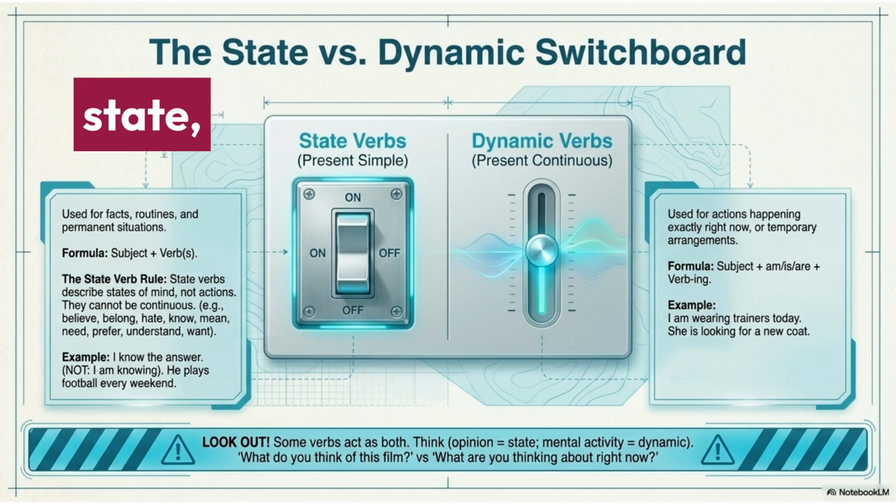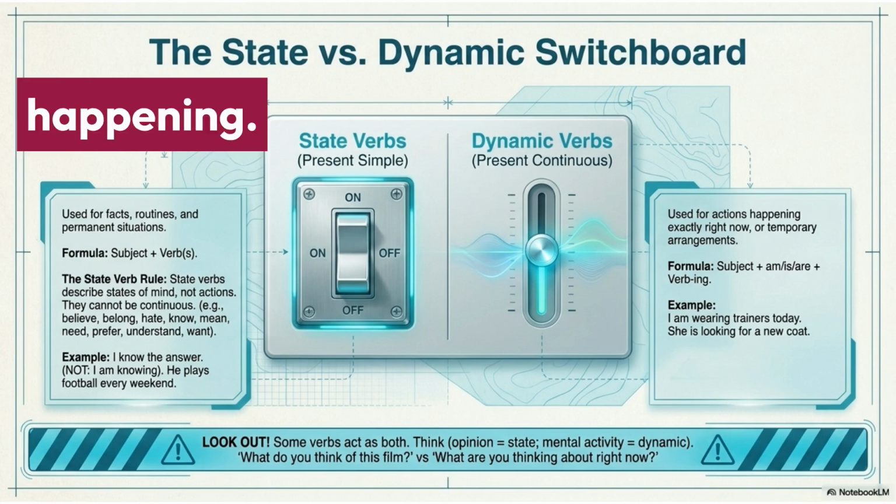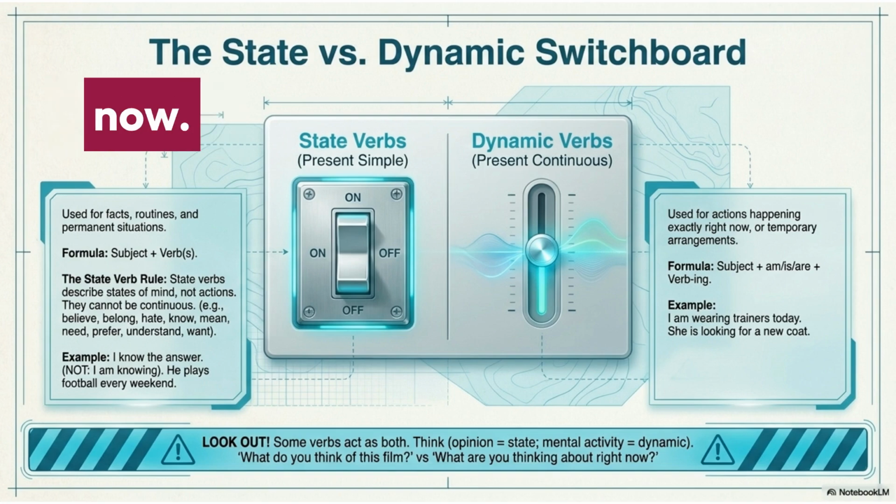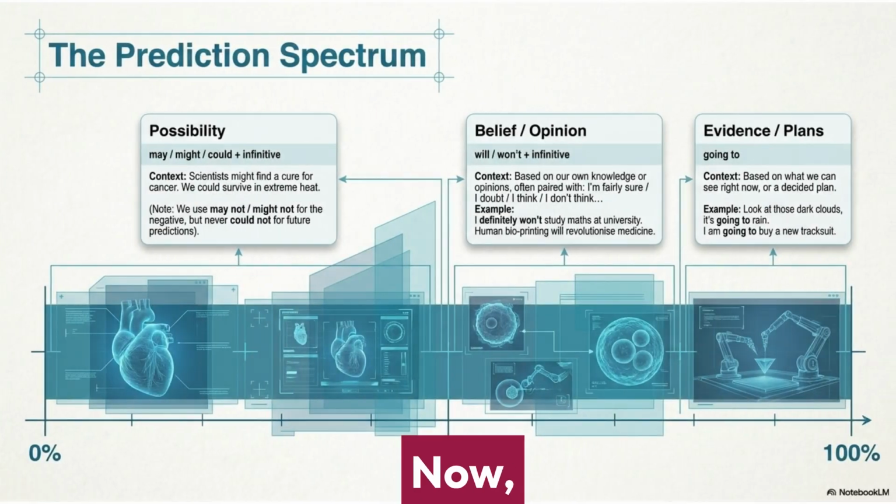Because these describe a state, we normally use the present simple. For example, I know the answer. She loves music. This bag belongs to me. The second group is dynamic verbs. Those verbs describe actions or activities and can easily be used in the present continuous to talk about what is happening. I'm studying now. She's cooking dinner. They're playing football.